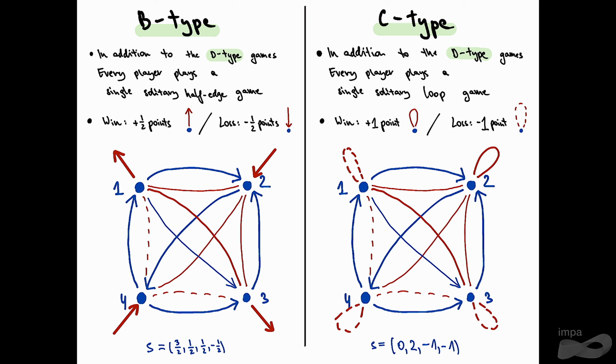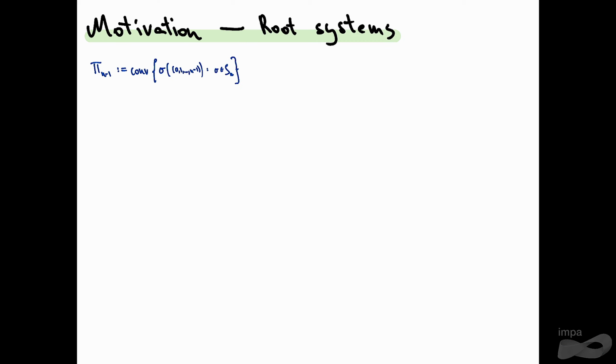For a bit of terminology, on the right-hand side, we'll call them loops. On the left side, we'll call them half edges. This might look very arbitrary now, so let me argue why it's not that arbitrary. The motivation comes from algebra.